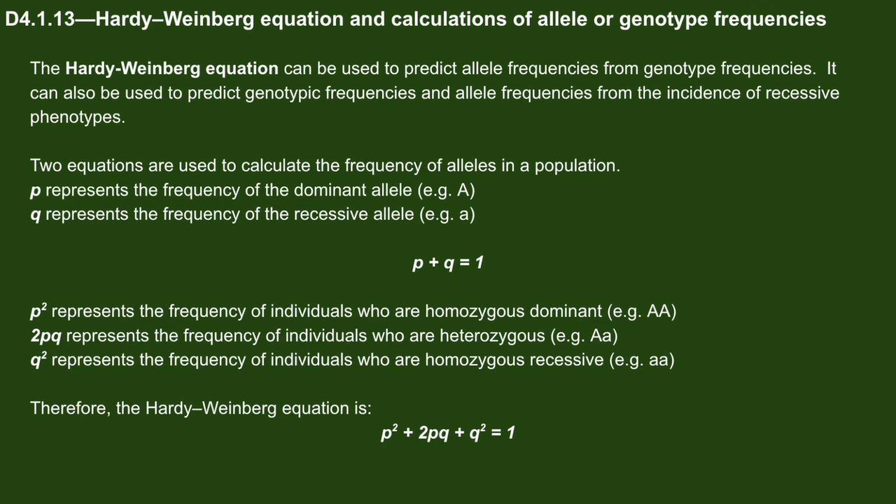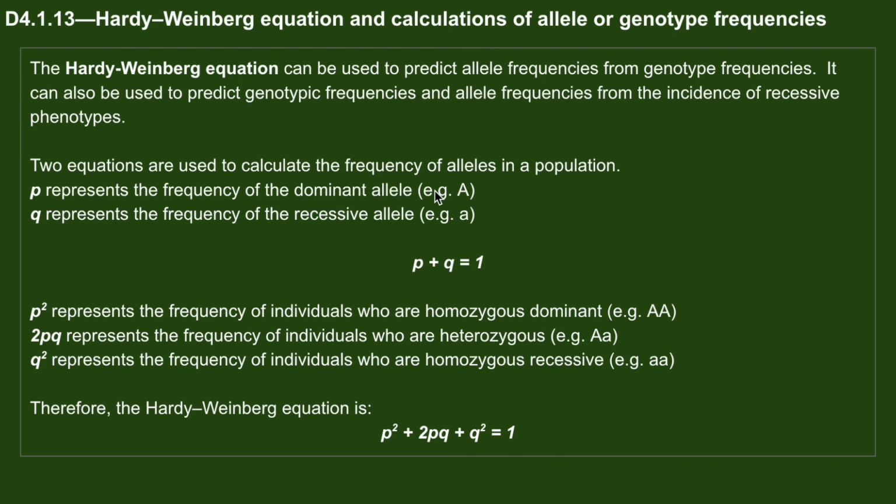So the Hardy-Weinberg equation can be used to predict allele frequencies from genotypic frequencies. It can also be used to predict genotypic frequencies and allele frequencies from the incidence of recessive phenotypes. And we'll look at two problems where we do that. But first, here's what you need to know.